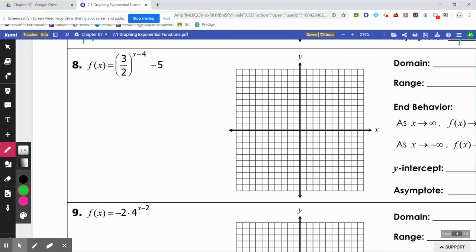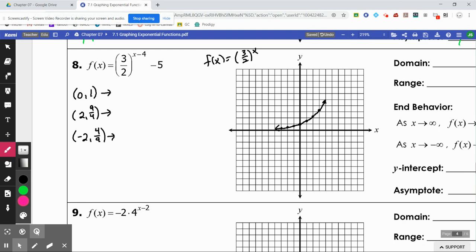Next problem. Your parent function again is going to be f of x, or y equals 3/2 raised to the x power. So let's take and plot those points and see what that graph looks like. Okay, and there's your graph. And I just took 3 points, and we'll just transform these and see what they now look like. There's only 2 transformations, here and here. We're going to take each of our points, we're going to move them right 4, because of the -4 on the x, and then we're going to move them down 5.